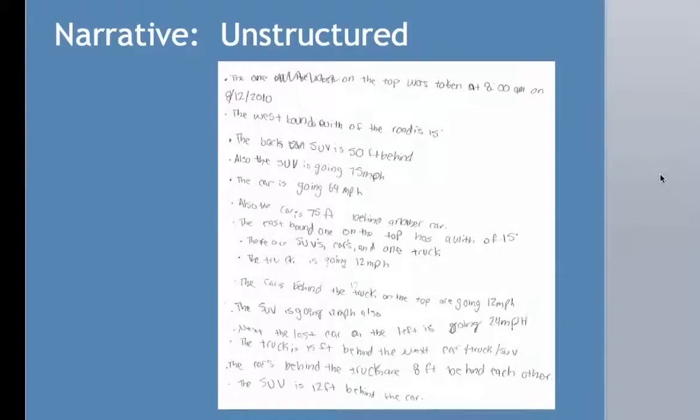Many students use a narrative form rather than a table to encode the data. In this example, each bullet contains a single piece of information. So here the westbound width of the road is 15 feet. The back SUV is 50 feet behind. Also, the SUV is going 75 miles per hour. All the information is here, but in a form that is highly unorganized and unpredictable.